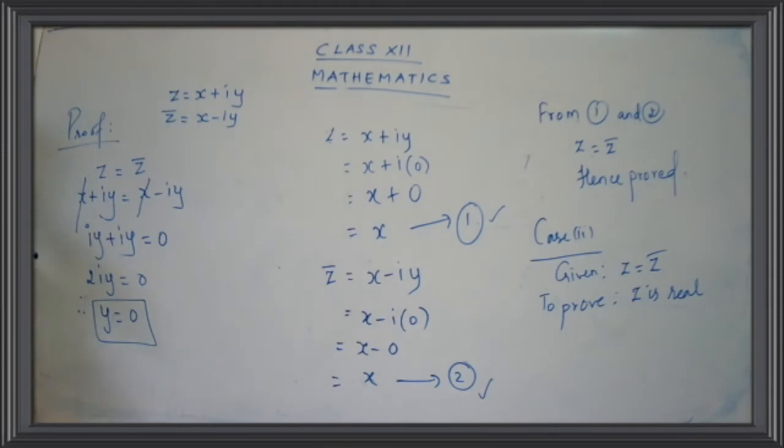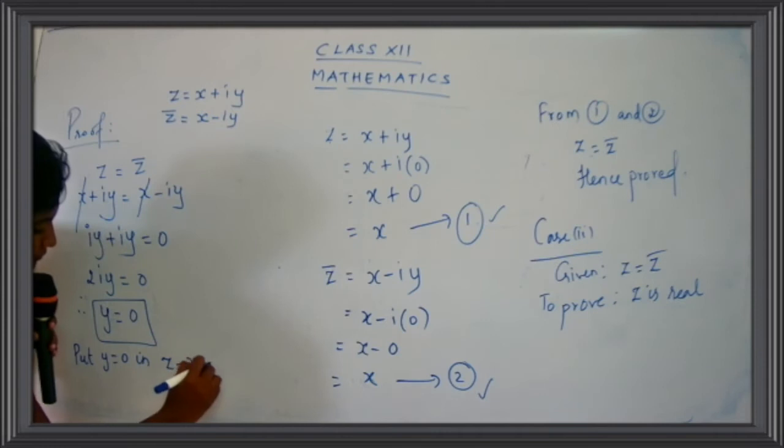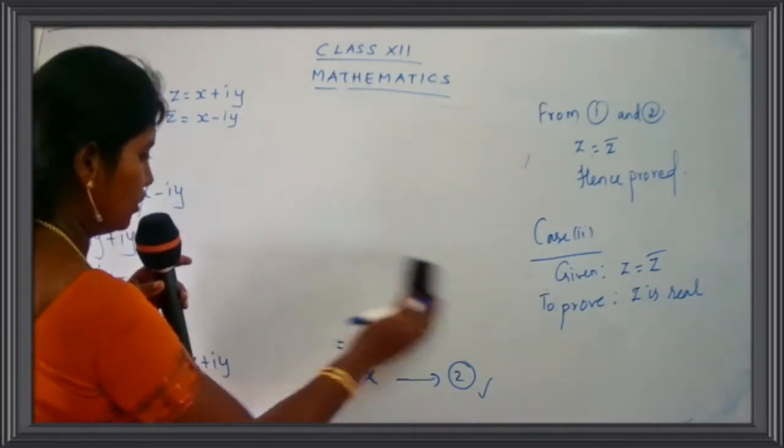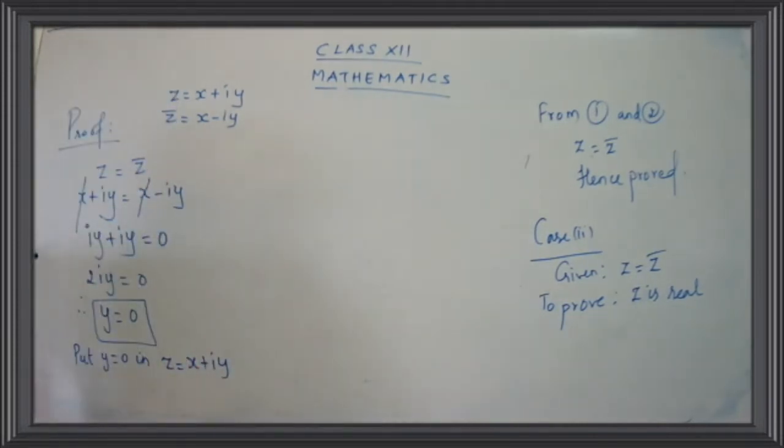Now what we are going to do here is, I am going to put Y is equal to 0 in Z is equal to X plus iY. I hope you are doing the sums along with me, children. Do not waste your time. You have to complete the sums along with me. Take down the sums. This is a very easy proof and this is an important proof also because this is based on the property. So you should know how to prove the statements.